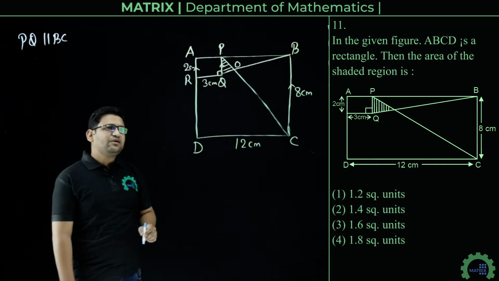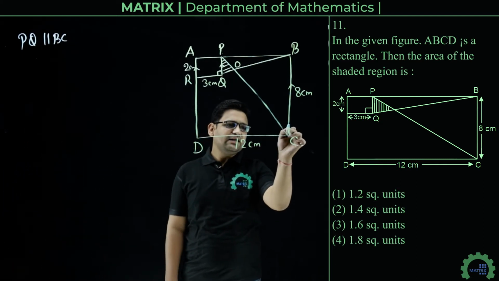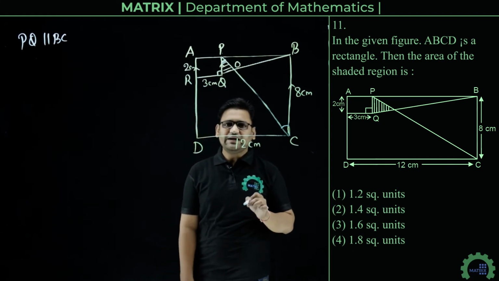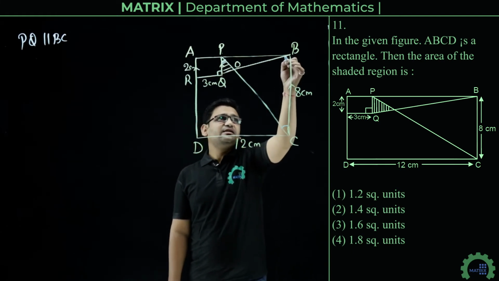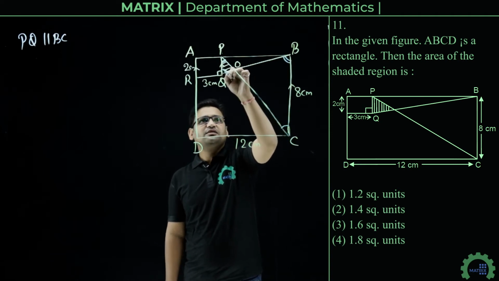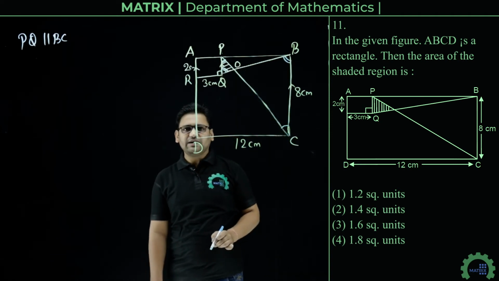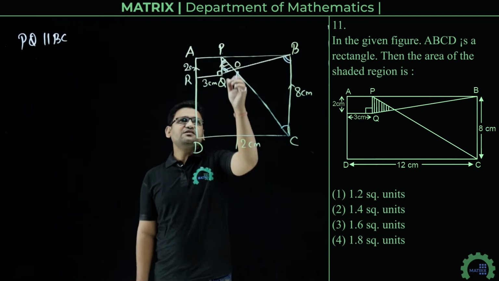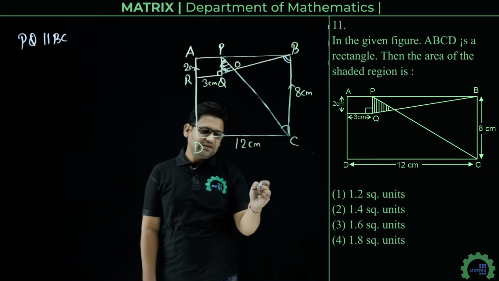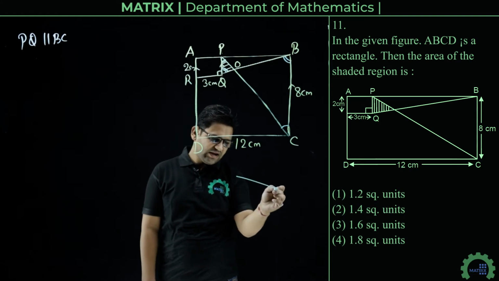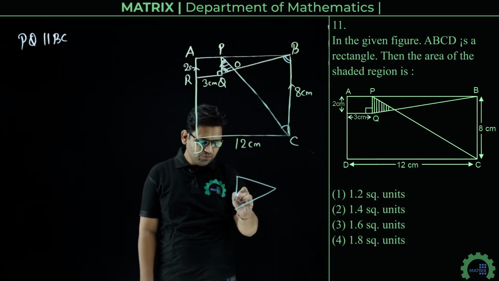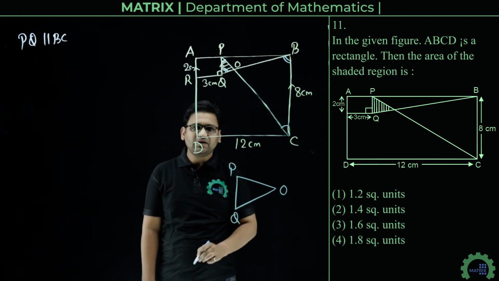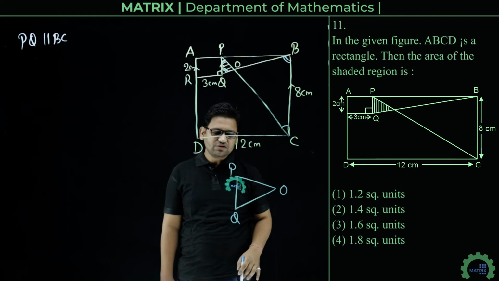Now, when PQ is parallel to BC, then this angle will be equal to that angle, alternate interior angles. Similarly, this angle will be equal to this angle, that is again alternate interior angles. Now I am drawing this figure, triangle OQP, or OPQ. And we have to find the area of this part.